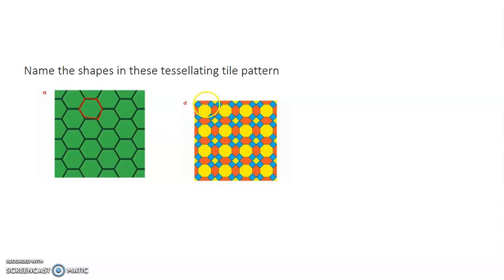Now look at this. Here you can see this picture is tessellating. 1, 2, 3, 4, 5, 6, 7, 8. This is an 8-sided figure. What do we call an 8-sided figure? Octagon. Is that the only picture that is tessellating? No. Along with the octagon, here we have a square. This is a square. So octagon, square.